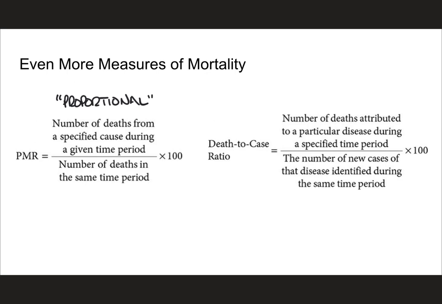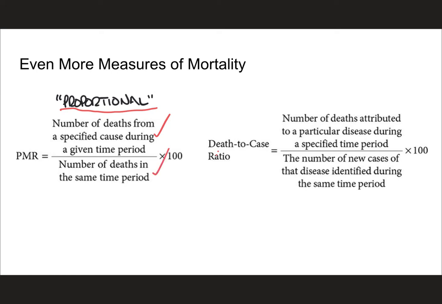Then more measures of mortality, proportional mortality rate. Proportional is the key word here. Number of deaths from a specified cause during a given time period, divided by the number of deaths in the same time period. All right, proportional mortality. This looks like cause-specific, right? But don't be confused. Here we're talking the number of deaths from a specific cause during a time period divided by the number of deaths.